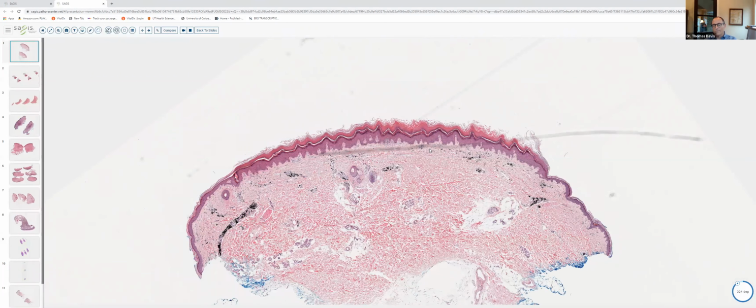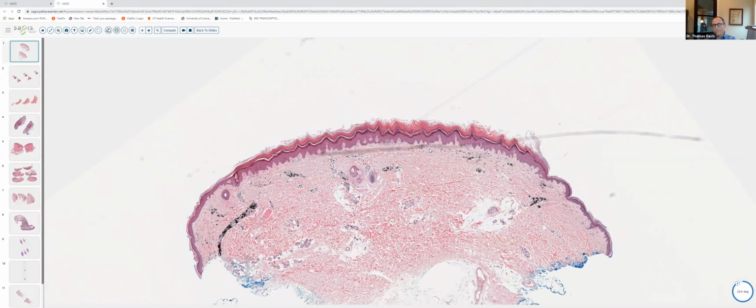So you can see this big solar elastotic band within the dermis. And the papillary dermis is markedly expanded here. And you can see it's kind of depressing or pushing down the solar elastotic band. If you take a look at this zone, you can see there's no adnexal structures. There is fibrosis, an increased number of fibroblasts and dilated vessels.